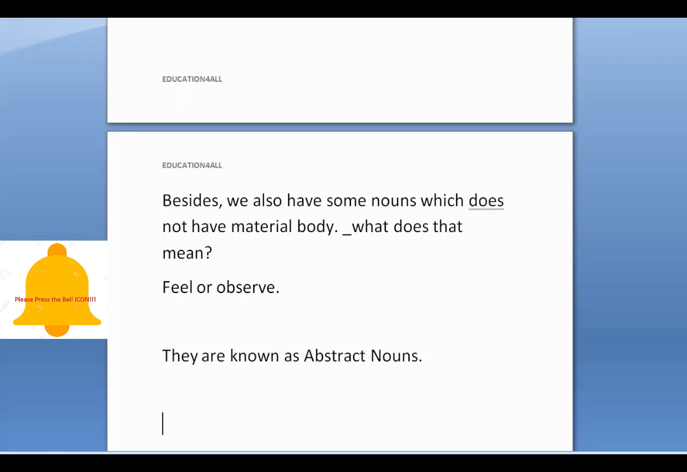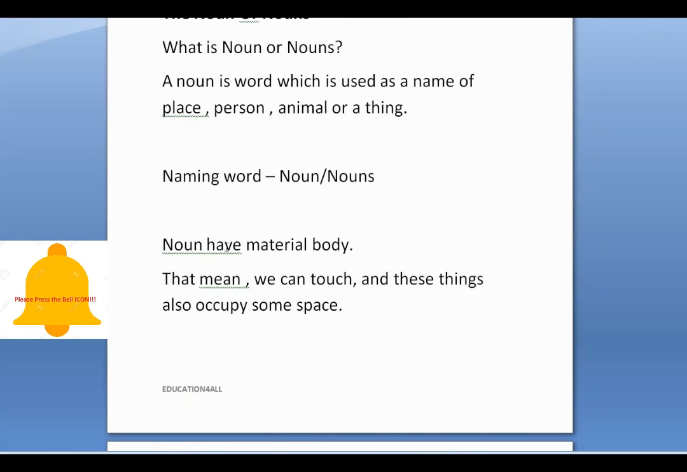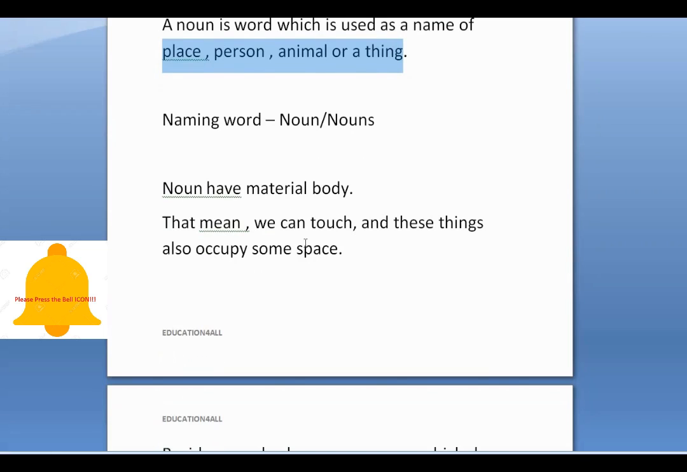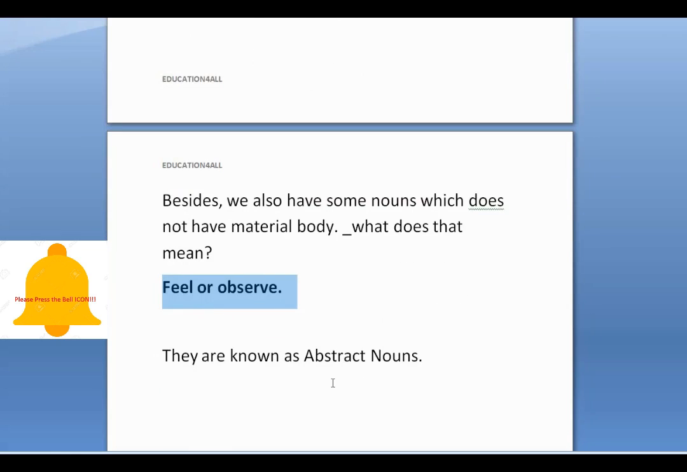So from the definition we understand what exactly the meaning of noun is. The meaning of noun is that it's a naming word, a name of a place, person, animal or a thing. Some nouns have a material body, representing the name of a person, place, animal or a thing. But we also have some nouns which do not have a material body, and they do not occupy space or we can't touch them. Only what we can do is feel or observe. We call them abstract noun.